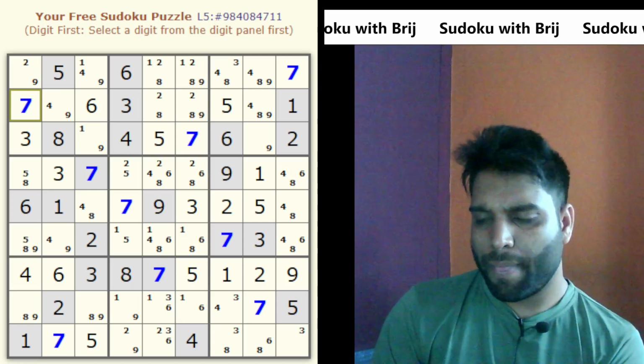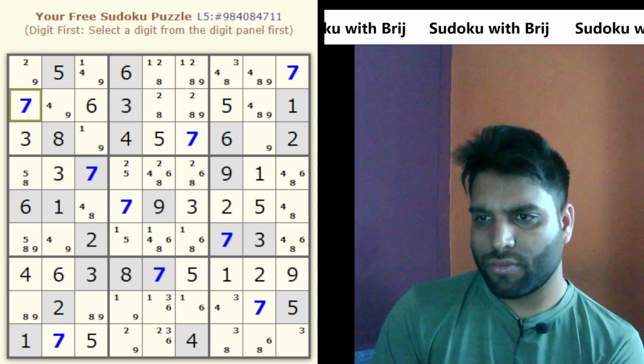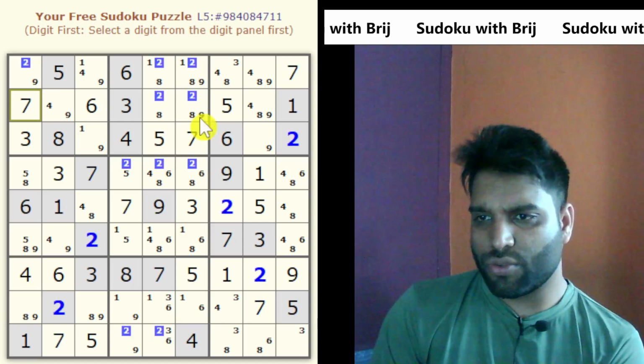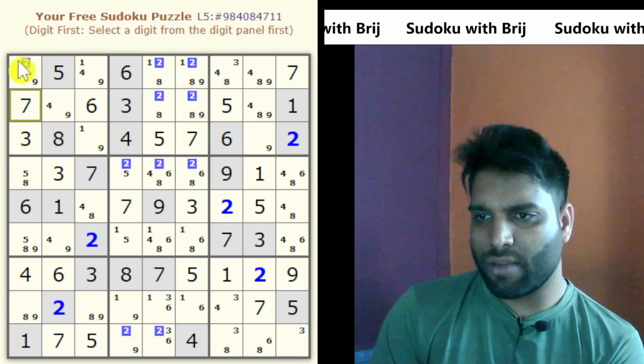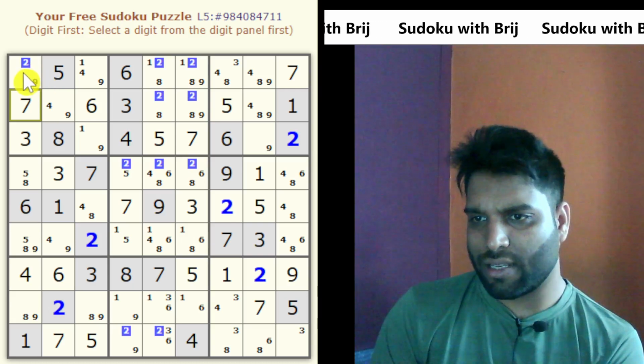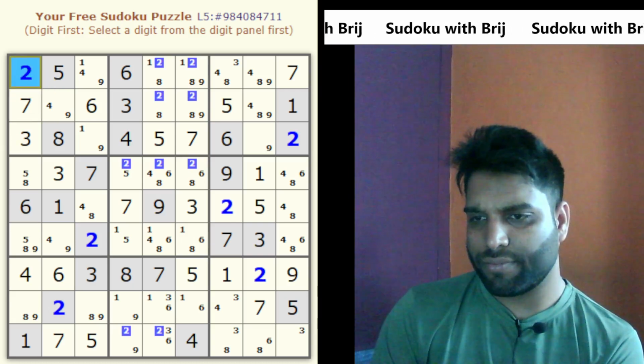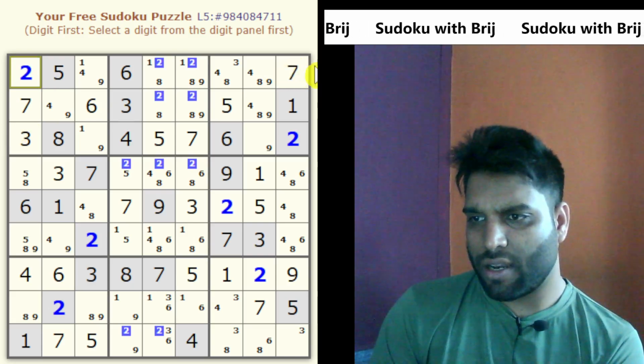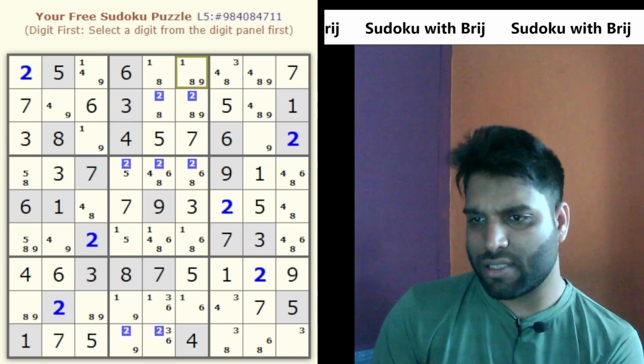Great. Now let's move on to 2. In this box 1, the possibility of 2 is only in this cell, so we can put 2 over there. And now we can remove the 2 from these two cells.